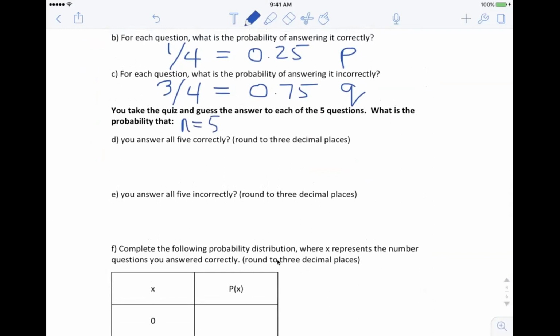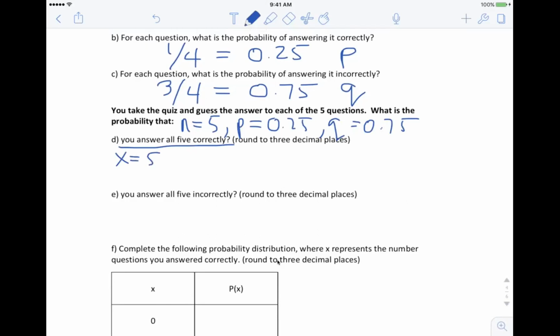N is the total number of trials, in this case 5. P, we already found. P is that 0.25. Q is 0.75. Those are not going to change no matter what they ask of us in this overall problem. Now the X will change depending on the question. So when you're trying to figure out what is X, look at the question. What's the probability that you answer all 5 correctly? All 5, X is 5.